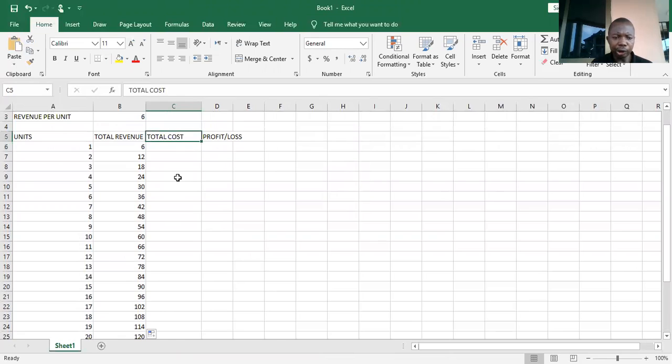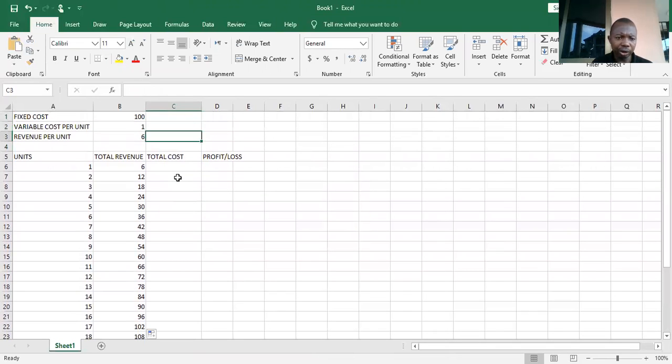Now, the next is to compute our total cost. Total cost is always the total fixed cost plus the total variable cost. Now, this variable cost is variable cost per unit. So to get the cost for, let's say, selling 10 units, you have to multiply the variable cost by 10, and that result will be added to the 100 fixed cost.